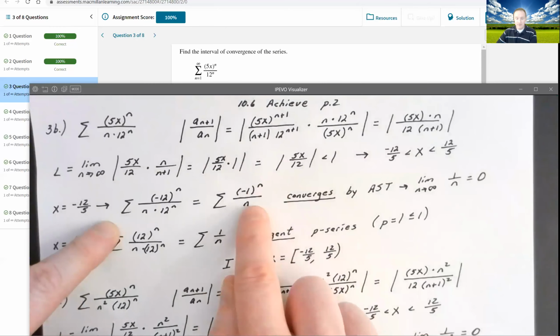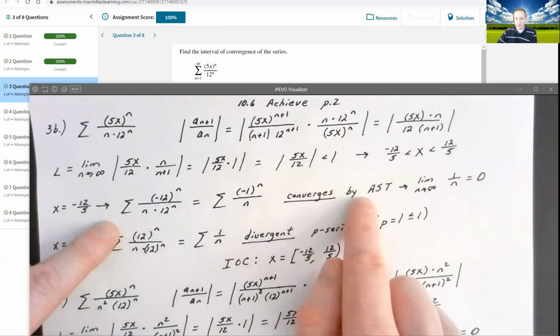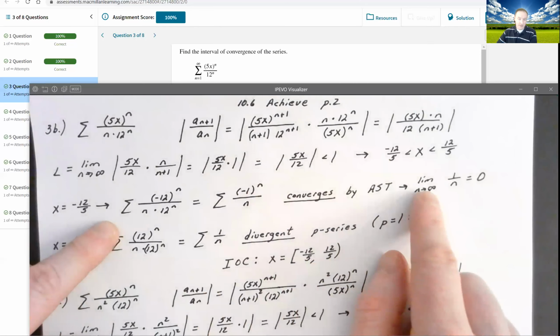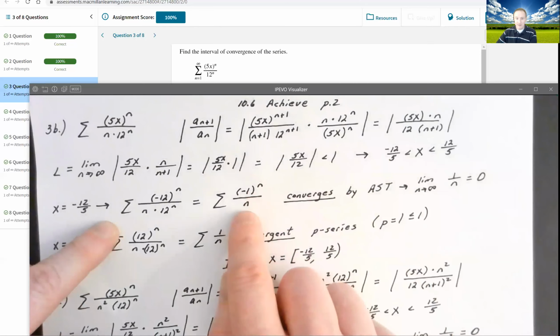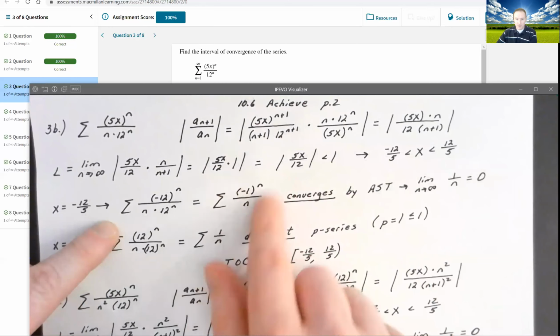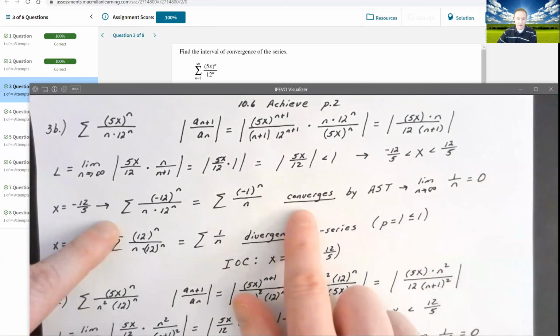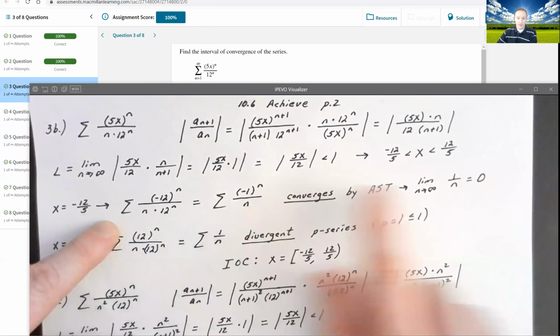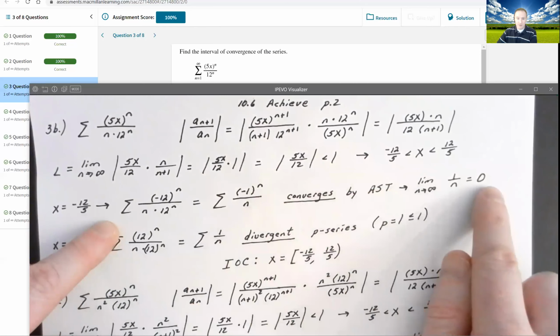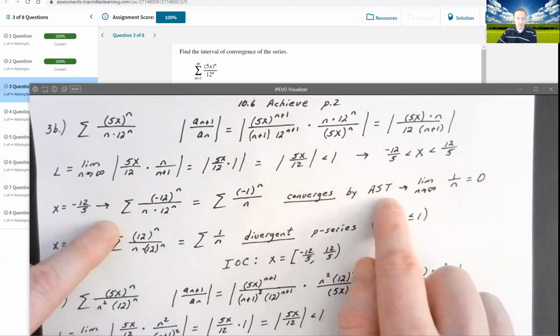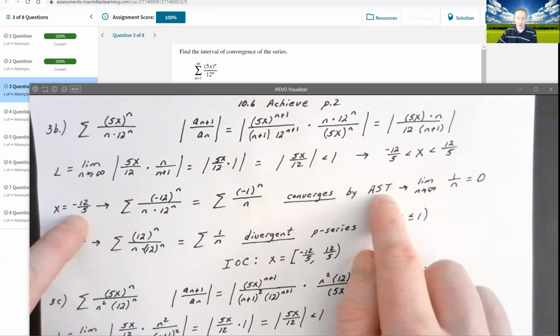Negative 1 to the n divided by n, we know that converges because the alternating series test says that if you can take the limit of the non-alternating portion of this general term and show that it goes to 0, then this series converges. 1 over n, as n goes to infinity, does go to 0. That series converges by the alternating series test. So I'll have to have a bracket around negative 12 over 5.